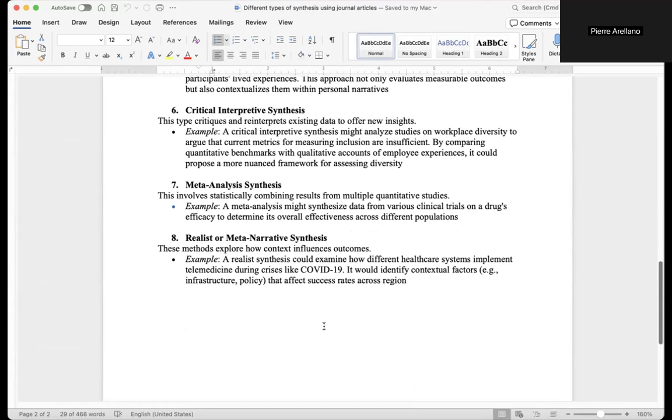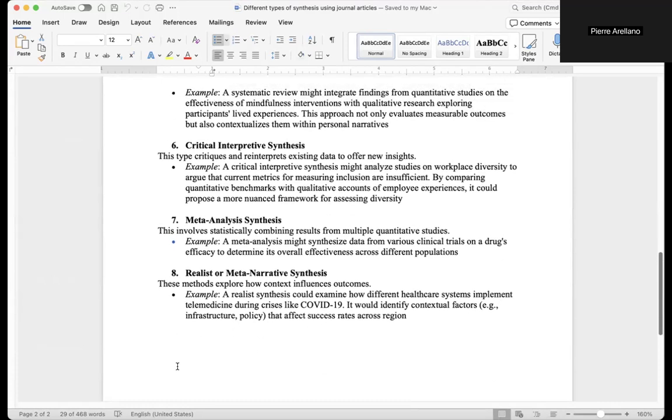And then realist or meta-narrative synthesis, basically methods to explore contextual influence on outcomes. So what are the outcomes of this study that was done? A realist synthesis could examine how different healthcare systems implement telemedicine during crises like COVID-19. It would identify contextual factors that affect success rates across regions.